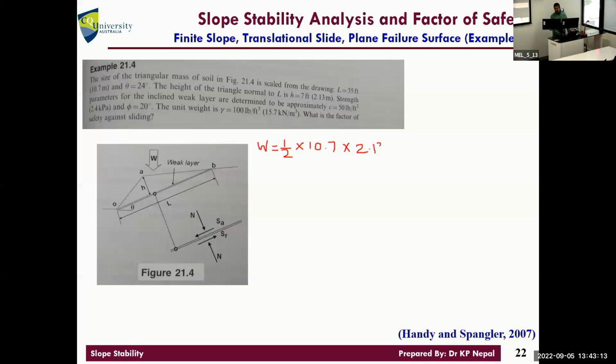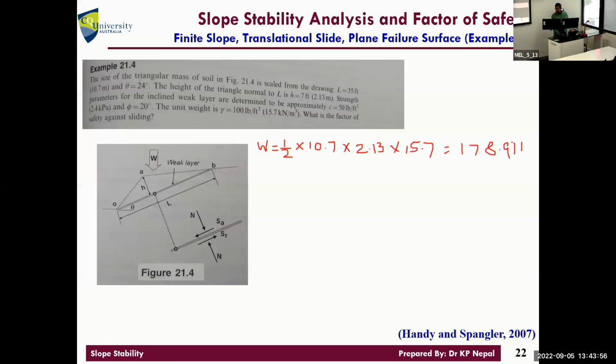Unit width and multiply by unit weight of swell. What is the unit weight of swell? 15.7? Yes, sir. Can you calculate the total weight now? 178.9. 178.9 kilonewton, right? That's W.